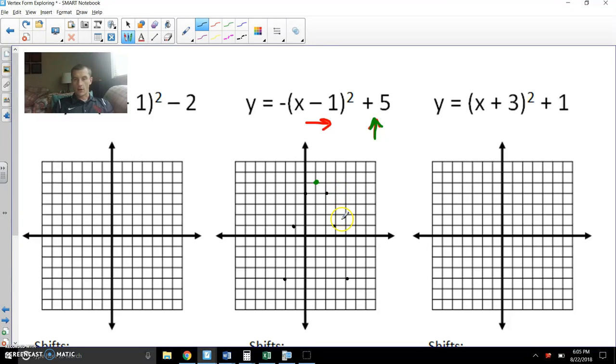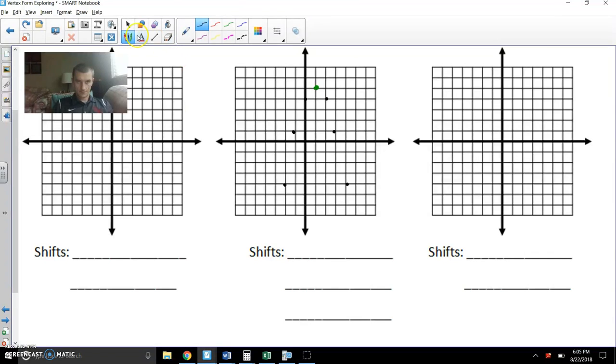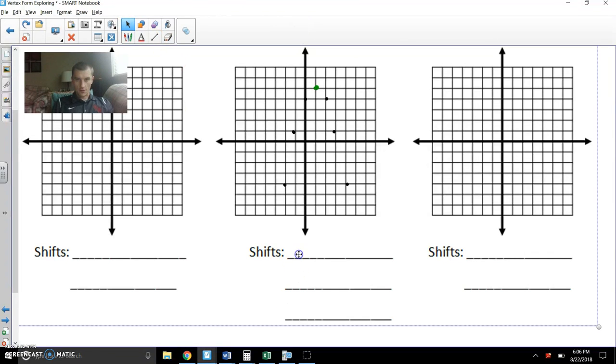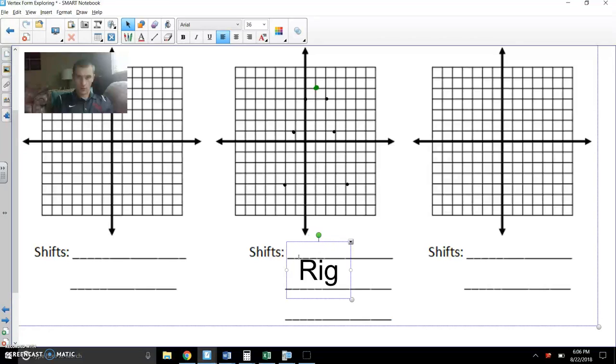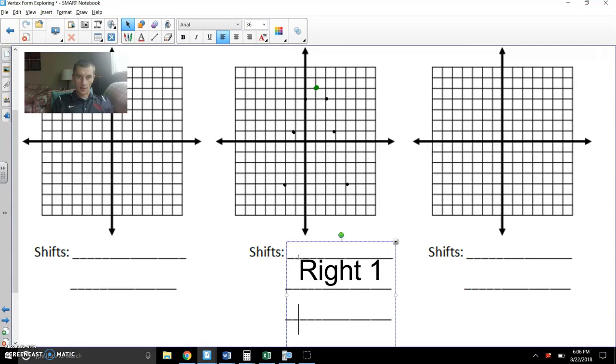And so there are 3 shifts. Okay. First, we're going to call this shift right. So we went right 1. It also went up 5, and that last one is a reflection. Uh-oh. Reflection.